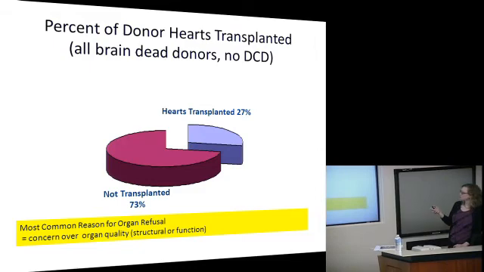Milano showing that an important clinical problem is that of all the hearts that are evaluated for transplantation, only about a quarter are transplanted, and the remaining hearts are not. The most common reason is a concern over organ quality. You just wouldn't want to transplant something that you're unsure will function at the end of the procedure.